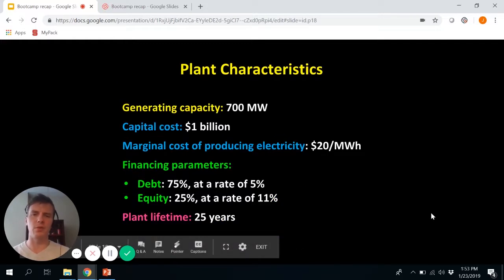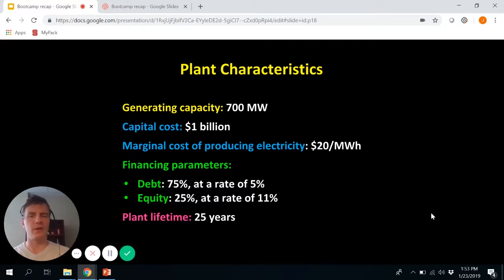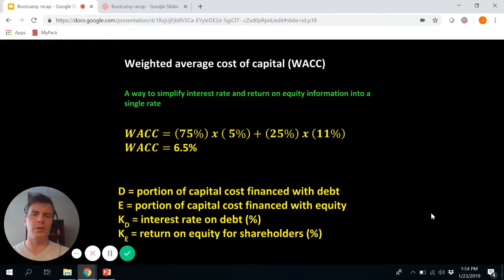And we can plug in some numbers here. We said that 75% of the capital cost is going to be financed through debt, so that's going to be $750 million. 25% of the capital cost is going to be financed through equity. That's going to be $250 million. The interest rate on debt is 5%, and return on equity for shareholders is 11%. So we can plug those numbers in here, and what we end up with is a weighted average cost of capital of 6.5%.